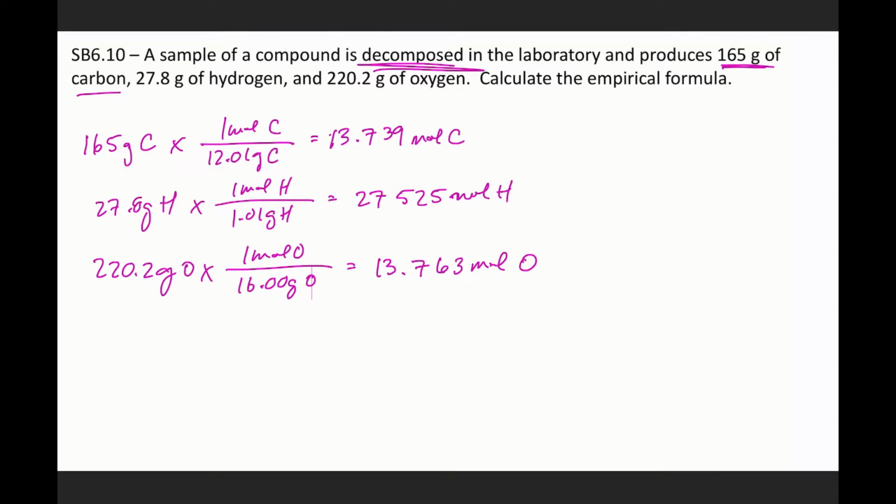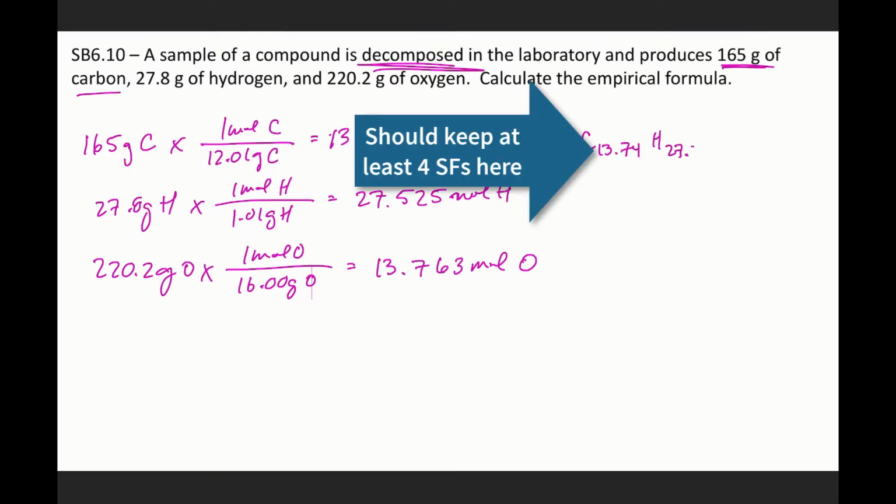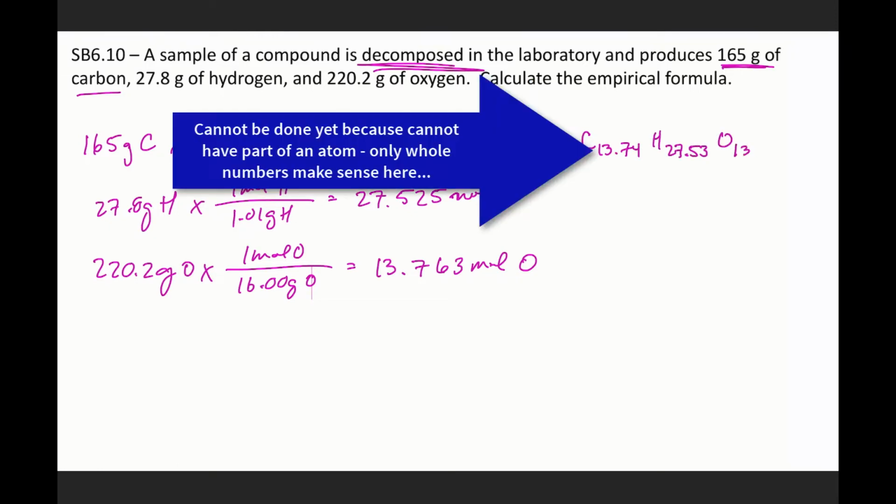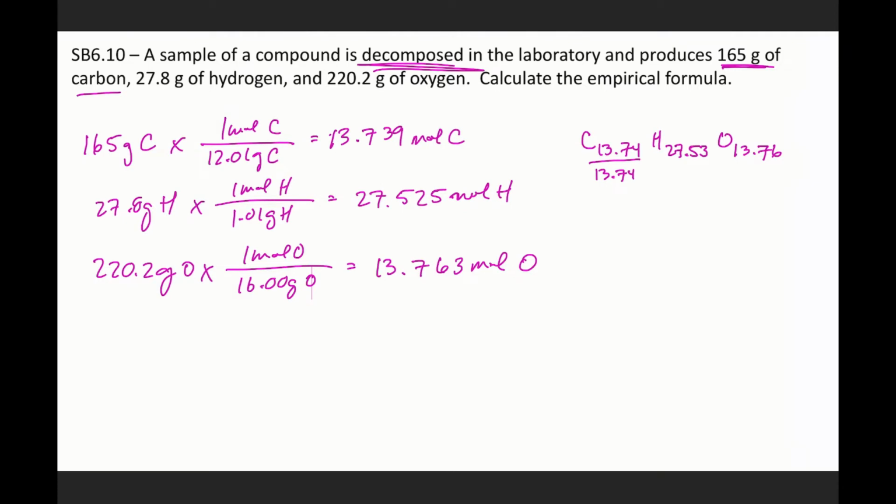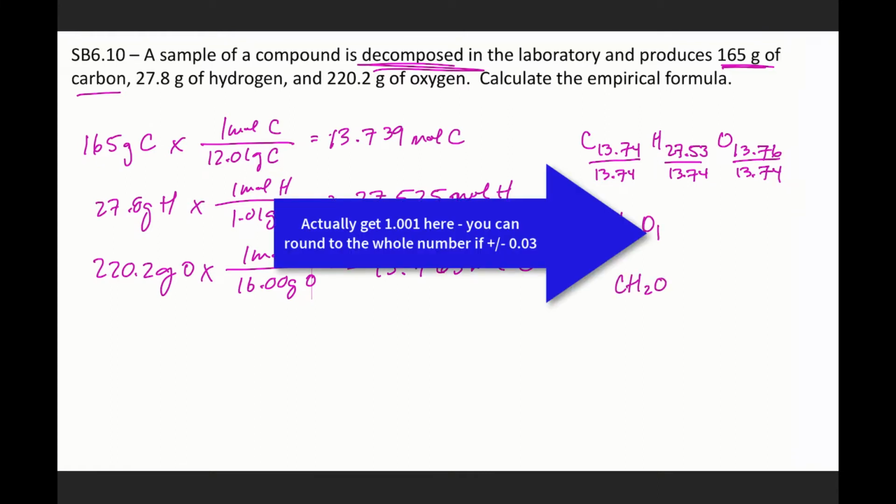And now, we'll do it the way your book does it. We will turn this into a first level formula. So C 13.74, H 27.53, O 13.76. Now we'll reduce by the smallest number, 13.74. So 13.74 divided by 13.74 is always going to give C1, H is going to give us 2, and O is going to give us 1. And my formula is now CH2O. Does that make sense?